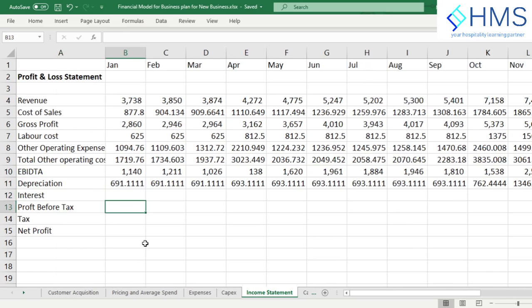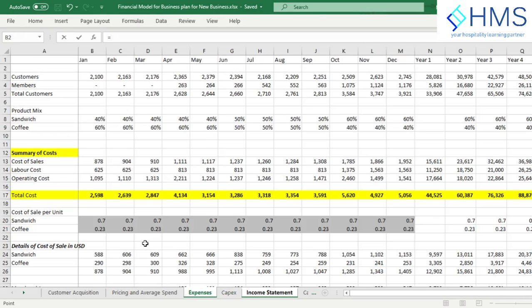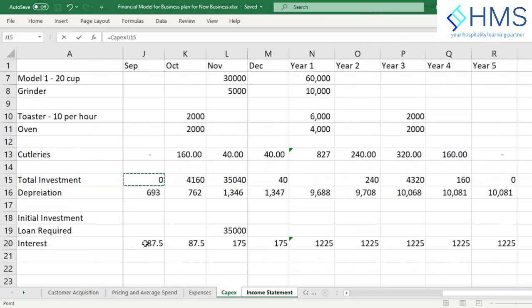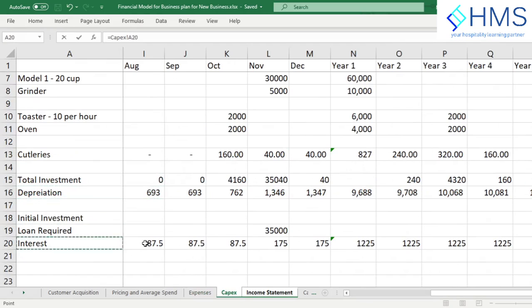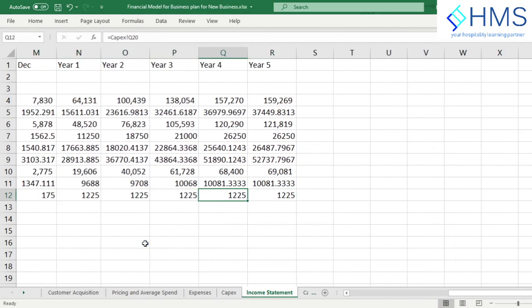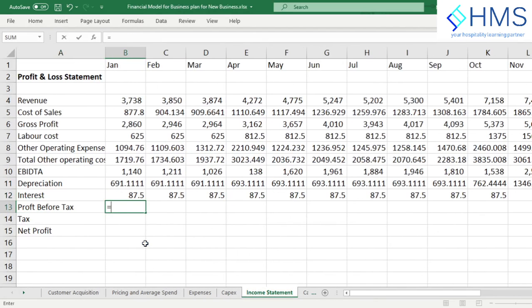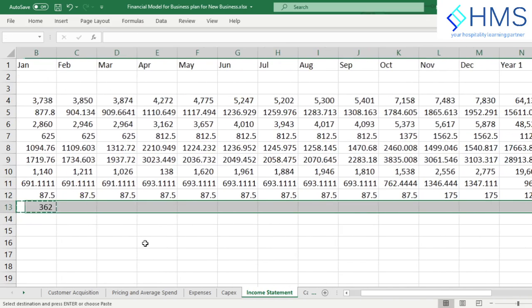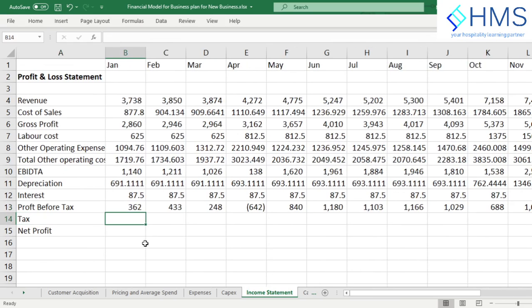So now the interest part, you have interest as well. So let's make it interest. Put the interest into the bottom line, copy this. Now the profit before tax is EBITDA minus depreciation minus that. Okay, and then now we calculate the tax. Let's assume the tax is 25%.